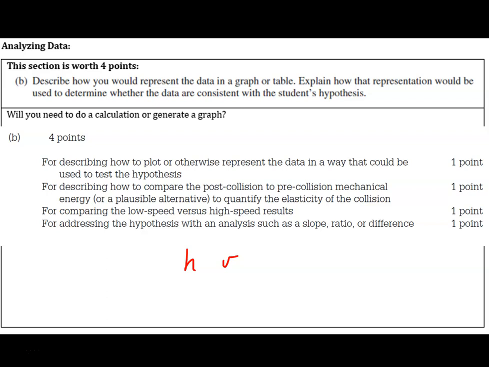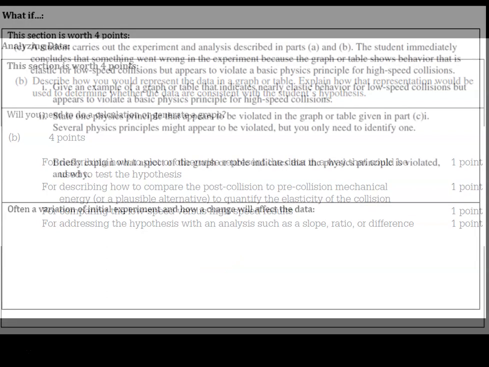I get a point for comparing the low speed versus high speed results, and a point for addressing the hypothesis with an analysis such as slope, ratio, or difference.